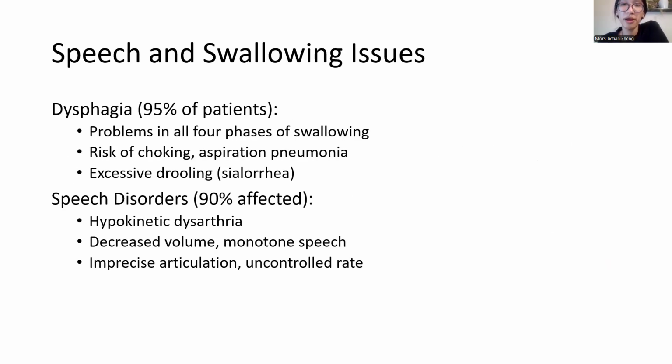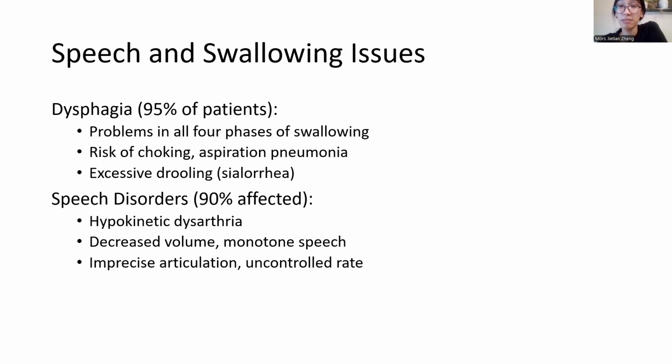Dysphagia, or impaired swallowing, affects as many as 95% of patients with Parkinson's disease. This occurs due to rigidity, reduced mobility, and restricted range of motion, affecting the swallowing mechanism. Patients experience problems in all phases of swallowing: oral, preparatory, oropharyngeal, and esophageal. This leads to abnormal tongue control, problems with chewing and bolus formation, bolus being the food mixed with saliva, delayed swallow response, and impaired peristalsis.